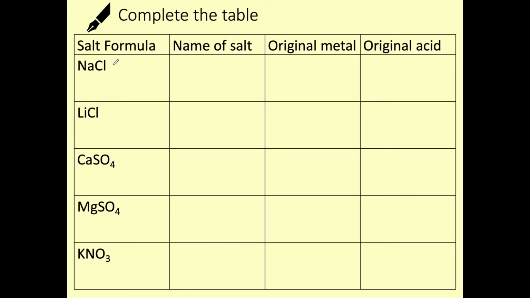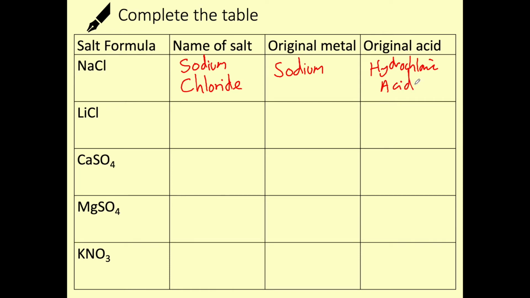So what I'd like you to do is to complete this table. I'll work through the first row with you as a worked example so that you then know what to do for the remaining rows. So our name of salts we always name from our positive metal ion first, so sodium, and then our Cl, that is our chloride. So in order to get a sodium salt, we must have used sodium as our metal. And in order to get a chloride salt, we must have used hydrochloric acid. So pause the video whilst you complete the remainder of the table.